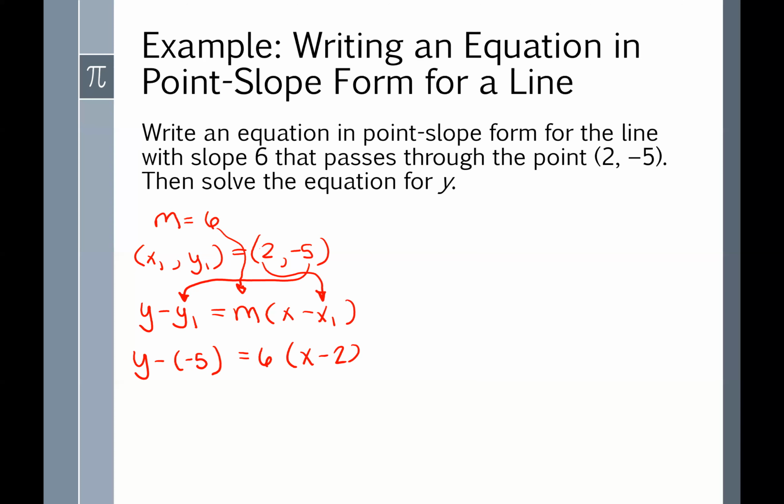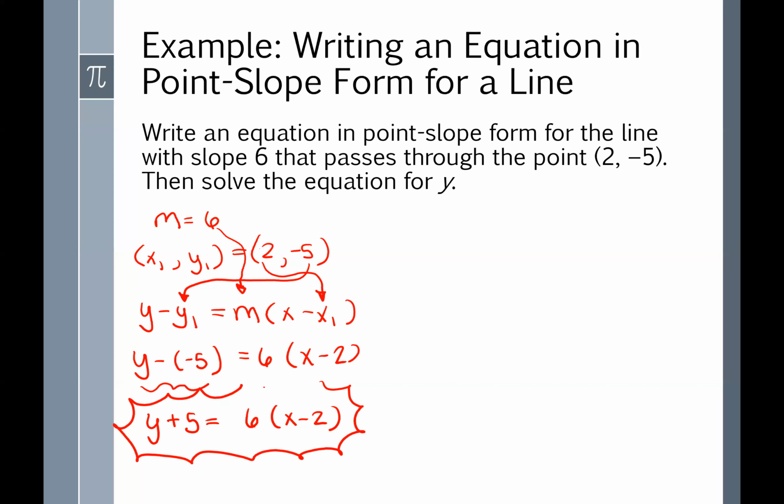And now the only thing we're going to do is simplify the left-hand side. So we're going to take that minus a minus 5 and make it y plus 5. And we're going to stop. That is as far as we are going to go. This right here is point slope form.